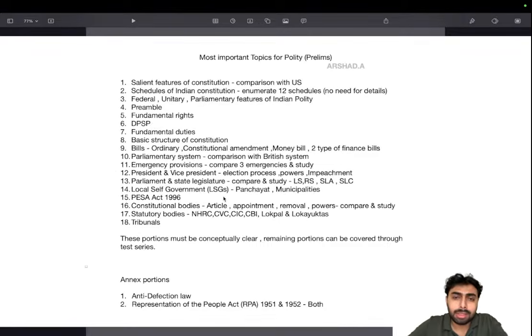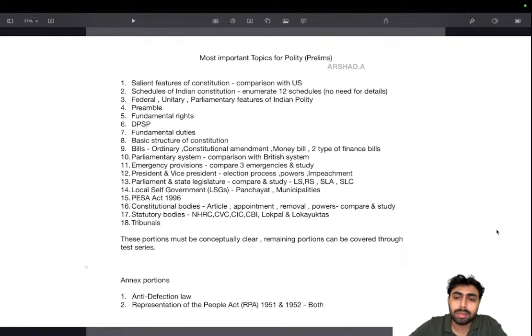Right off the bat, since we are discussing 2021 prelims, most of these topics are covered in '21 also. The spread of questions is across all polity topics, and every year we have questions from these portions, with more questions from the preamble, fundamental rights, DPSP and fundamental duties. At least one or two each. That alone makes it some 8 to 10 questions.